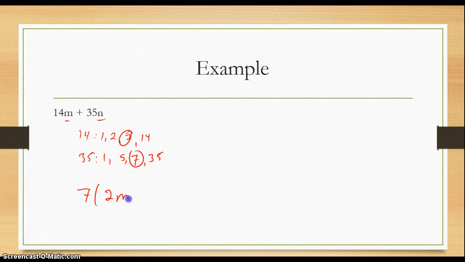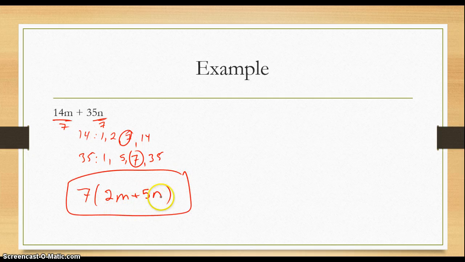So I have 2m left plus 5n. Remember that the greatest common factor, we're multiplying each of the terms in our problem by. So you're left with 7 parentheses 2m plus 5n. Again, to make sure your answer is correct, look at what you have inside of your parentheses and make sure they do not have anything in common with your greatest common monomial factor.